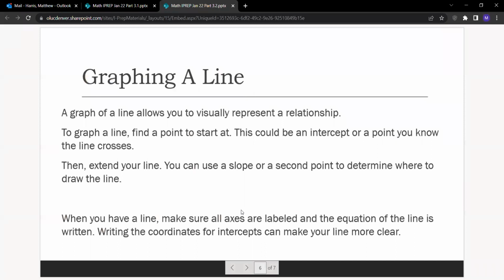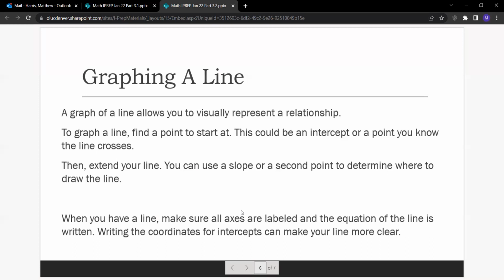So graphing a line. A graph of a line allows you to visually represent a relationship. To graph a line, you will find a point to start at. This could be your X or your Y-intercept, which you already know in y equals mx plus b, or a point you know that the line crosses, if it gives you a point in your question. Next, all you have to do is extend your line. You can use a slope, which you know in y equals mx plus b, or if you're given a second point, you can dot that as well. And then you just have to connect your line and extend it.